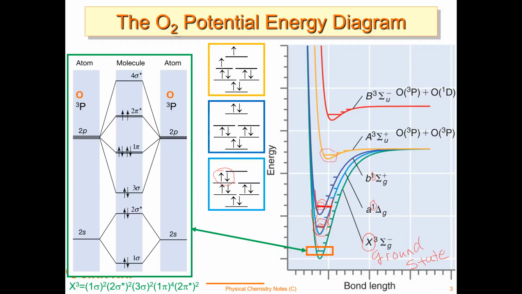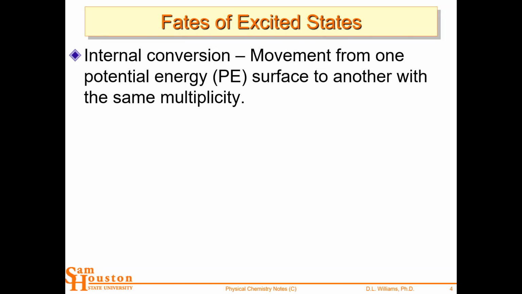So this internal conversion typically happens through the vibrational motion, where it can jump from one potential energy surface to another. How can it do that? Well, the electron cloud reacts so fast. So the nuclei are moving along, and it stretches out, and then the electron cloud reacts, and now the nuclei have more freedom to move, and they get onto a different potential energy surface. So that's internal conversion, moving from one potential energy surface to another with the same multiplicity.